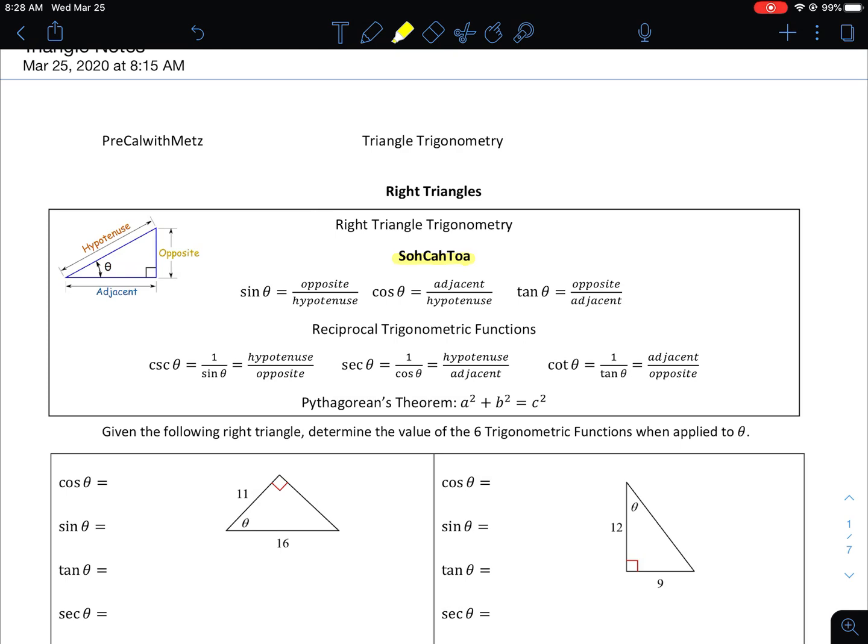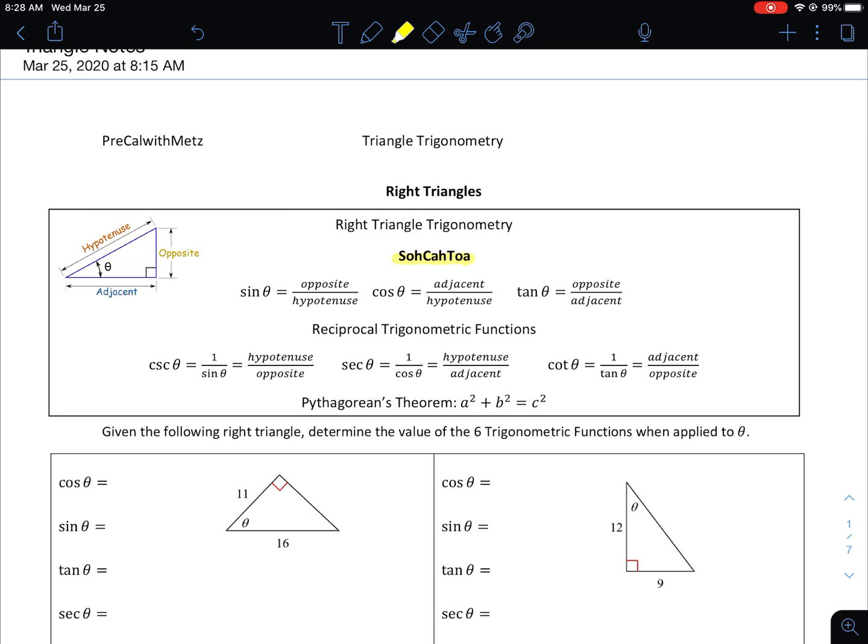Sine of an angle for a right triangle is equal to opposite divided by hypotenuse. Cosine is equal to adjacent over hypotenuse, and tangent is equal to opposite over adjacent. Now, our reciprocal trig functions are as follows. Cosecant is the reciprocal of sine, so I flip sine's ratio. Secant is the reciprocal of cosine, so that means flip cosine's ratio, and cotangent is the reciprocal of tangent, so you would flip tangent's ratio.